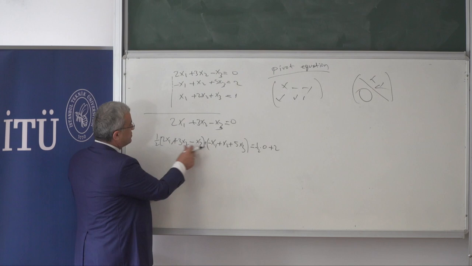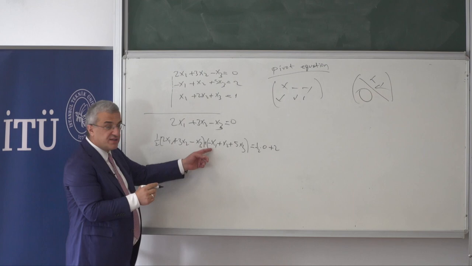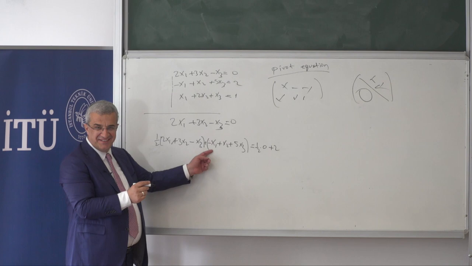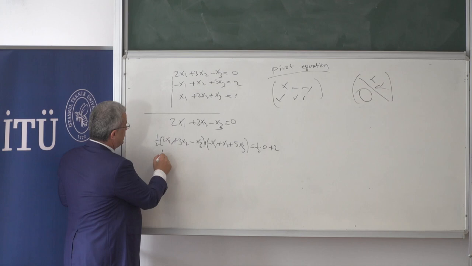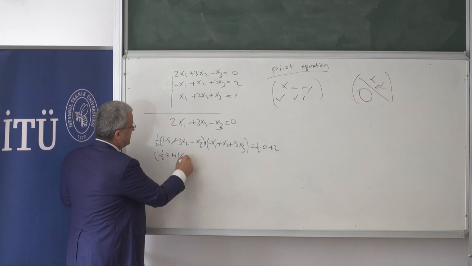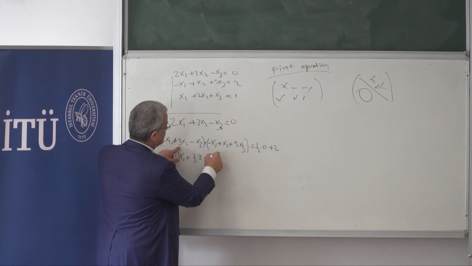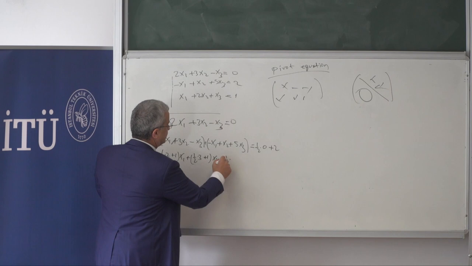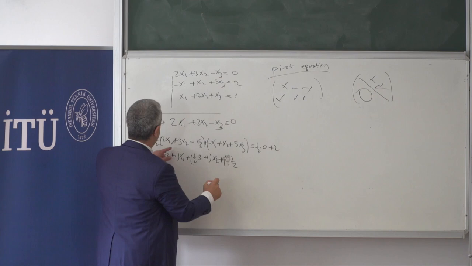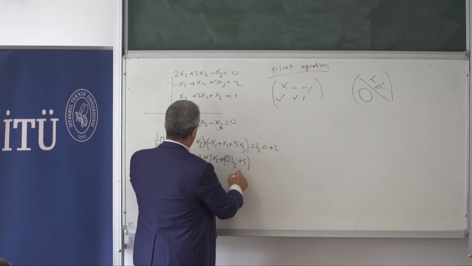So what do you have here? Why did we select this 1/2? So that there is no x1 in the second equation, isn't it? Okay, so there is no x1. So x1 is 1/2 times 2 plus 1, x1. And x2 is 1/2 times 3 plus 1, x2, and minus 1/2, minus 1/2 plus 5, x3 is equal to 2.